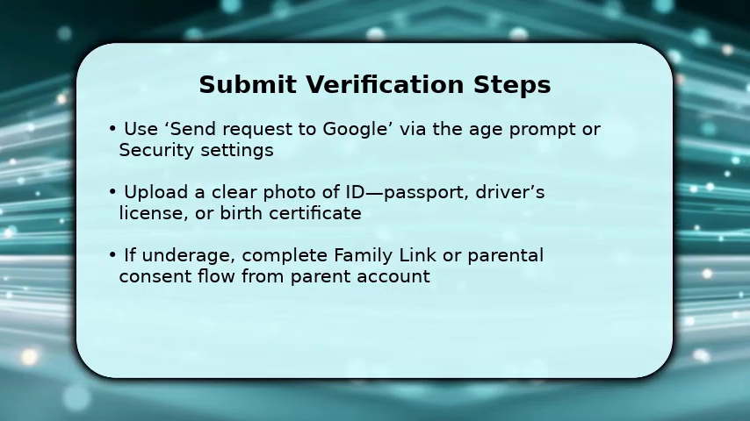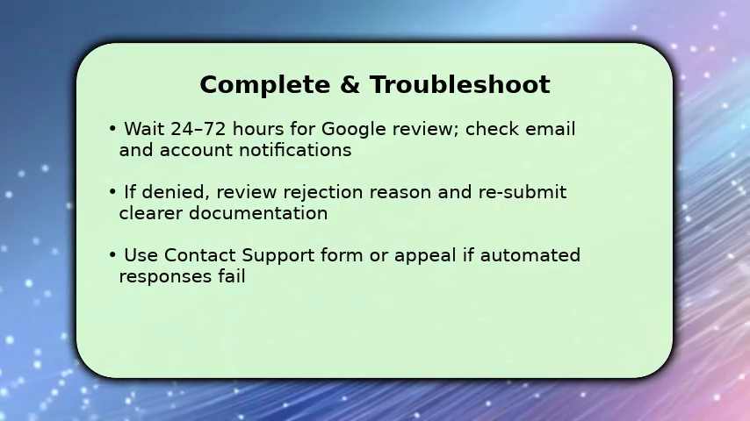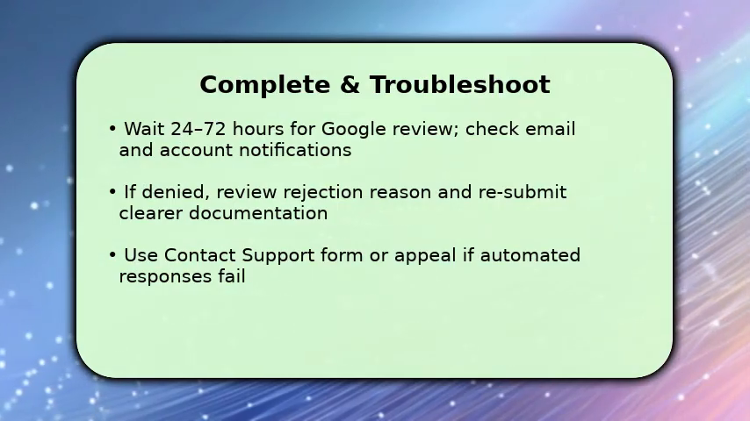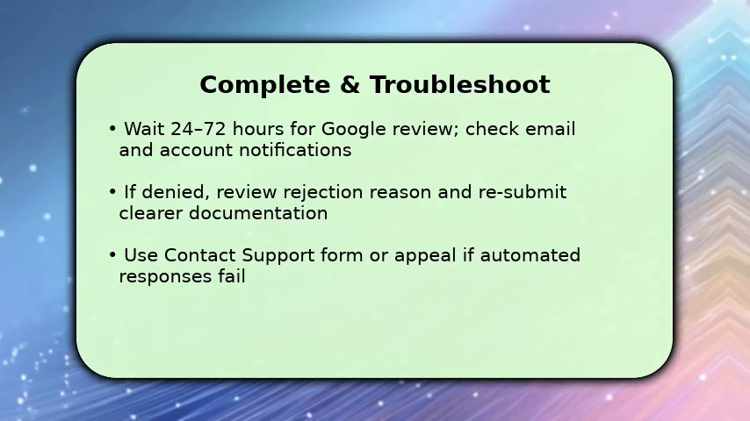Finish by monitoring email and account notifications for Google's decision, which usually arrives within 24 to 72 hours. Once approved, confirm your date of birth is updated and that restricted features are restored.